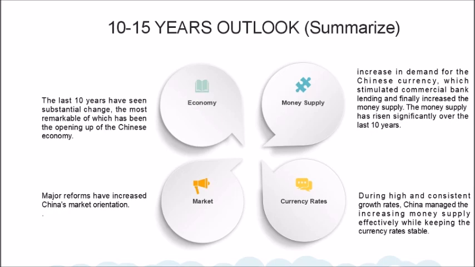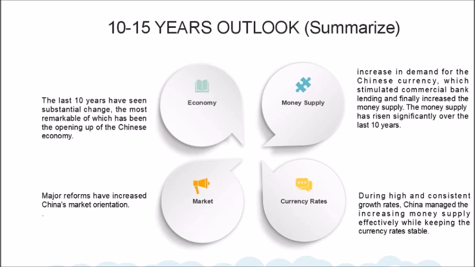Okay, now is a summary of the 10 to 15 years China outlook. The last 10 years have seen very substantial change, the most remarkable of which has been the opening up of the Chinese economy. China's major reforms have increased China's market orientation, and the increase in demand for Chinese currency stimulated commercial bank lending and finally increased the money supply. The money supply has risen significantly over the last 10 years. During the high and consistent growth rate, China managed the increasing money supply effectively while keeping the currency rate stable.